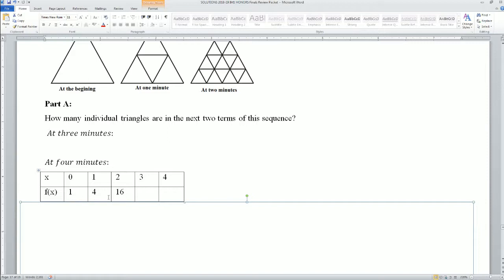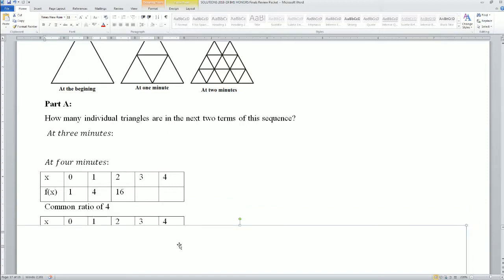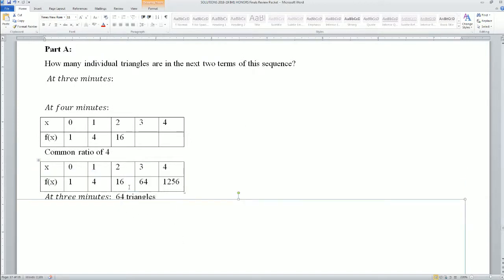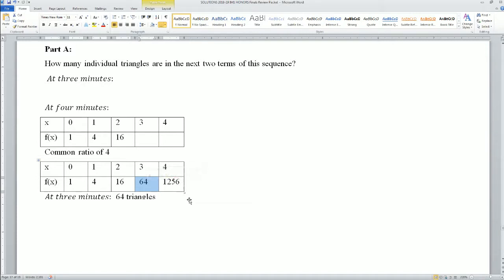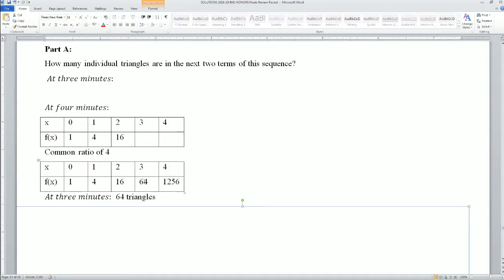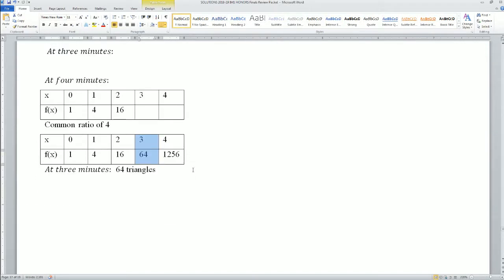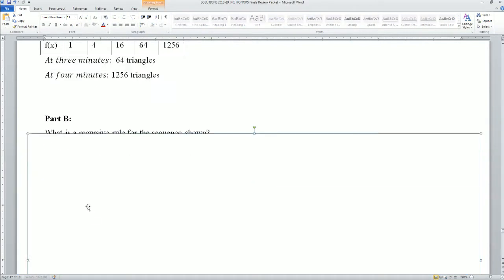It seems like it's multiplying 4 to each side, so I would say the common ratio is 4. Once I get a common ratio is 4, I extend it further. 16 times 4 is 64. 64 times 4 is 256. So at 3 minutes, it is 64 triangles, and at 4 minutes, it is 256 triangles.